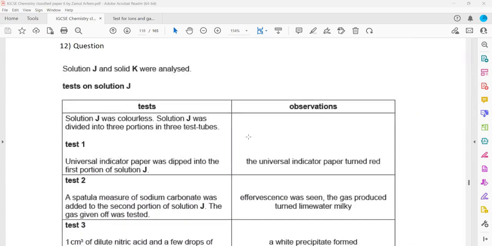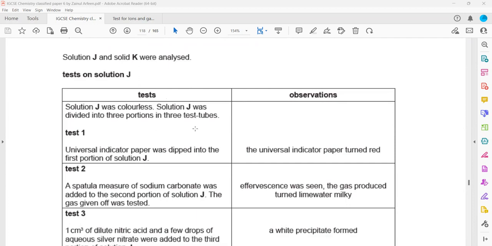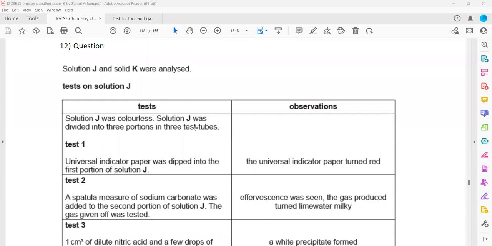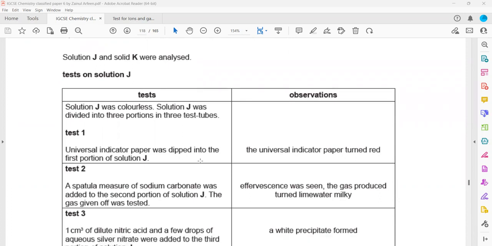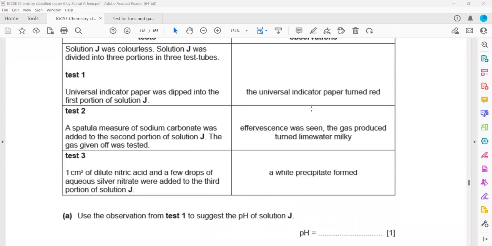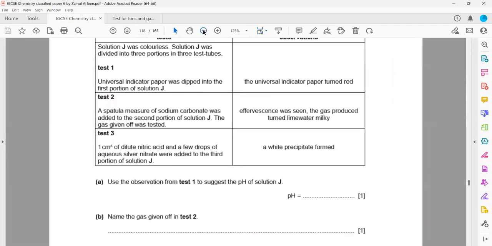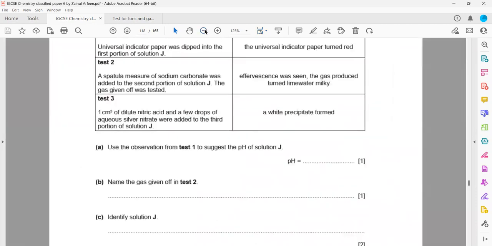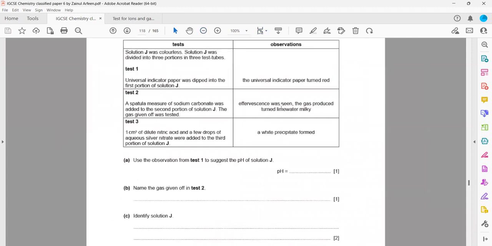Then another question related to identification of ions. Solids J and K were analyzed. Solution J was a colorless solution. What does this give an idea of? There is no transition element present. Universal indicator was added and it gave a red color, so this gives an idea that it is an acidic solution, with a pH of 0 to 2. So this gives an idea that H+ ion is there.